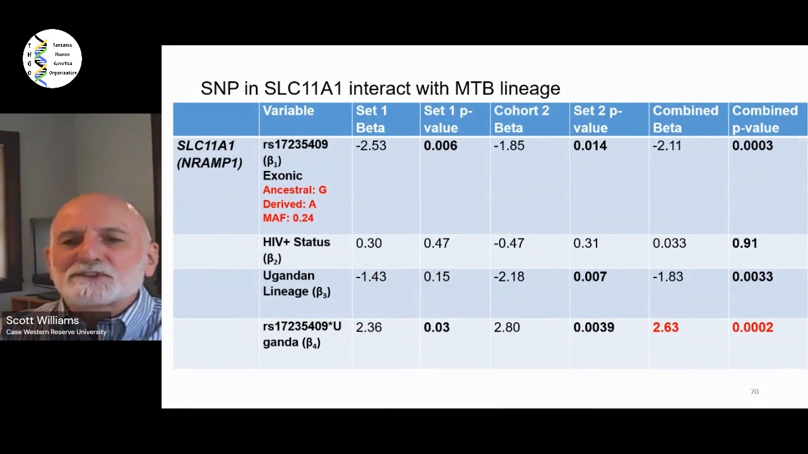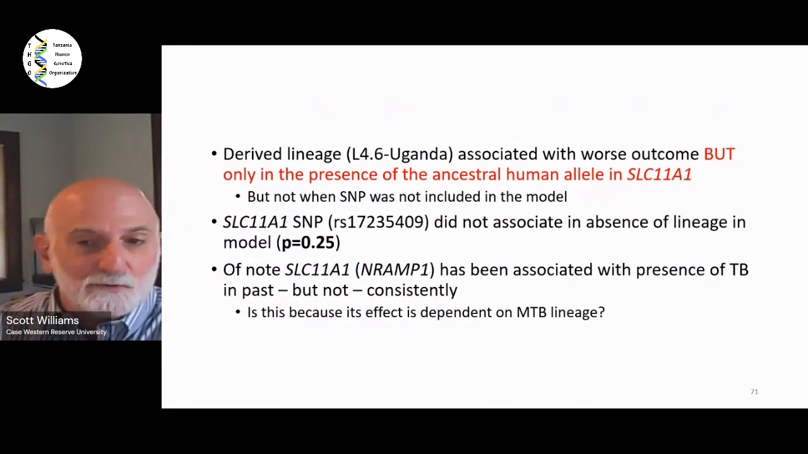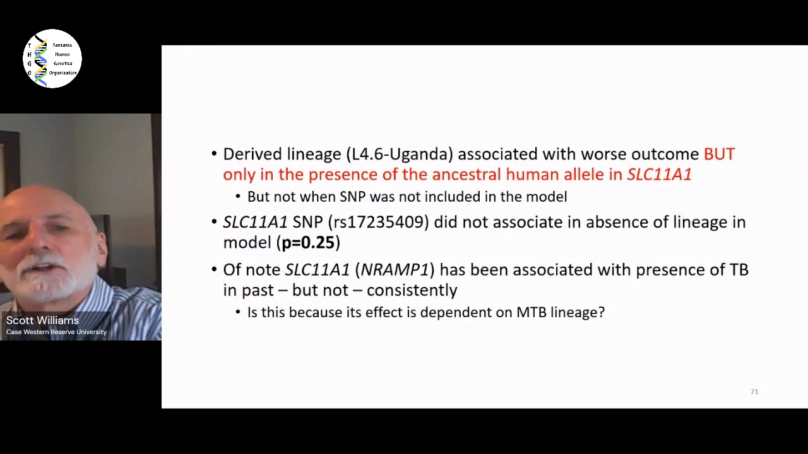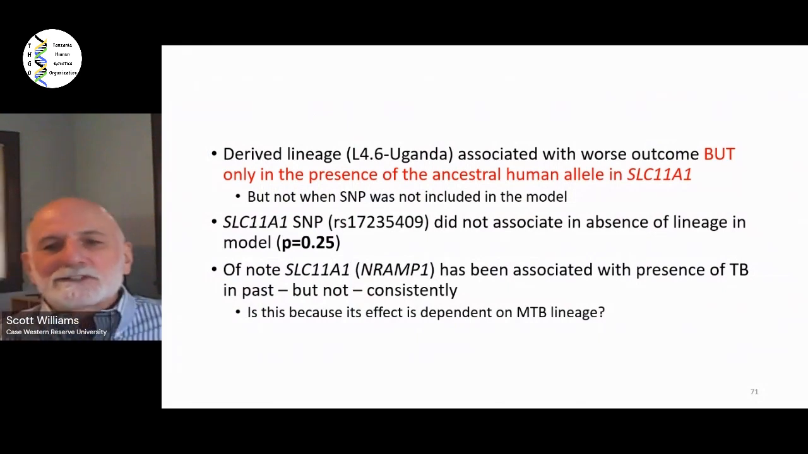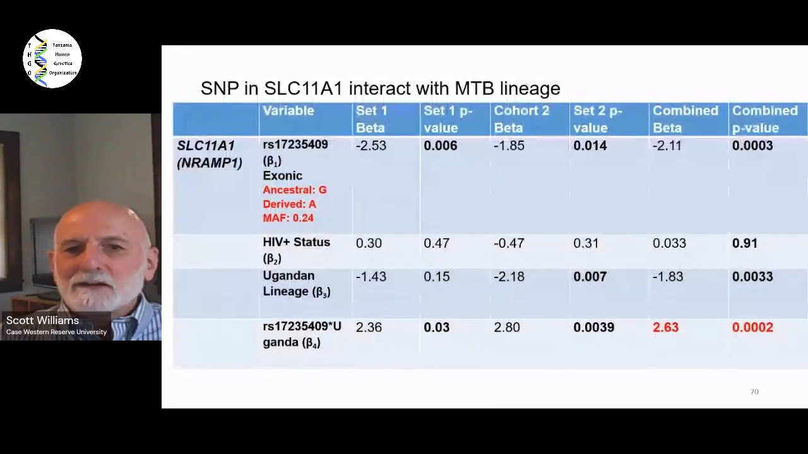So again, when you put the interaction term into the model, you effectively are stratifying by the different genotypes or lineages, and you're getting an effect. So the derived lineage, which is the L4.6 Uganda, associated with worse outcome, but only in the presence of the ancestral allele for SLC11A1. So basically, you have an ancestral allele that is pretty comfortable with the ancestral lineage to which it was exposed. You get a new strain, and all of a sudden, it doesn't do so well. So, when we looked at this without lineage, the p-value for that SNP was 0.25, and here it's 3 times 10 to the minus 4. It's an enormous effect.